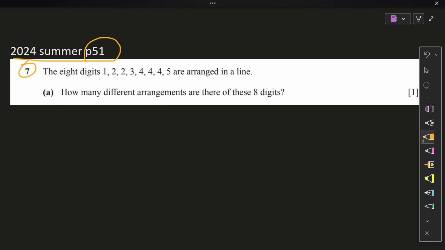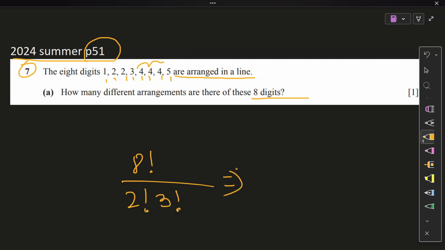The eight digits 1, 2, 2, 3, 4, 4, 4, 5 are arranged in a line. That means all eight are being arranged. That means it's a factorial question. How many different arrangements are there of these eight digits? Got it? Eight digits, eight positions, eight factorial. Does anything repeat? Two twos repeat, so 2 factorial, and fours repeat three times. So 3 factorial as well in the denominator. That gives you, let's get you the answer.